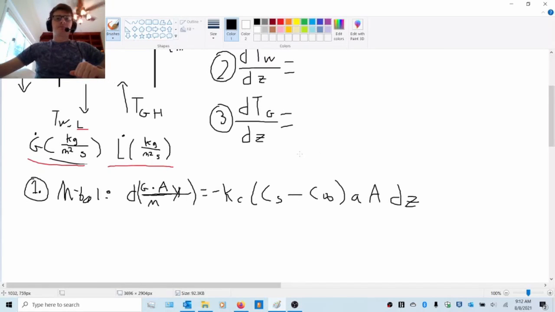So with that all in mind, let's see if some things cancel out. First off, let's talk about what we're taking the differential of on this side. The gas flow rate is constant. There's the same flow in as there is out. So the gas flow rate is constant here.